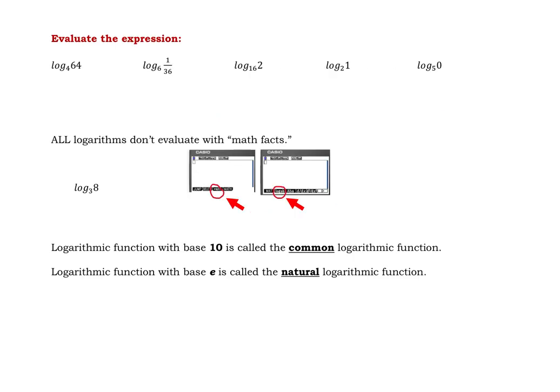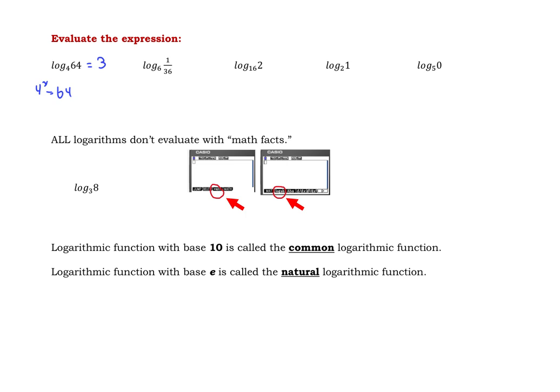Okay, so evaluating without a calculator means that it's going to be a math fact. So we have to think about how to evaluate these. When I see log base 4 of 64, what we think about is 4 to some power equals 64. So I think about my powers of 4. 4 times 4 is 16. 16 times 4 is 64. So that took the power of 3.